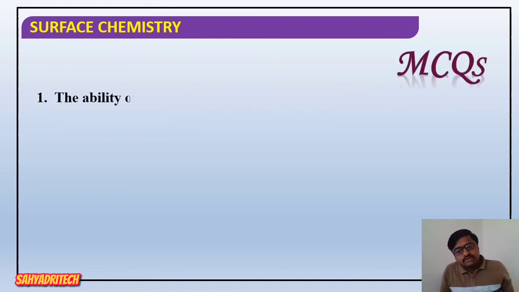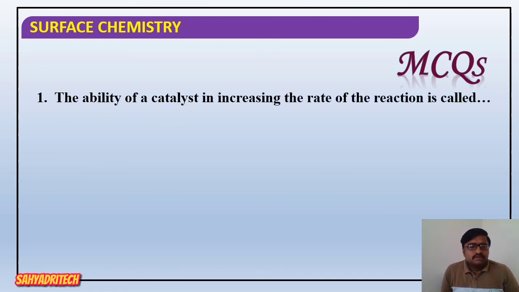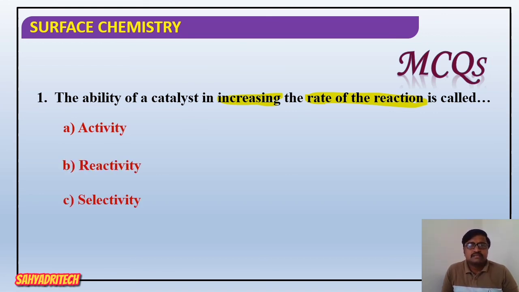Then coming to the MCQs, what is the first question? The ability of a catalyst in increasing the rate of a reaction is called what? First option activity, second reactivity, third selectivity, and the fourth one all of these. The ability of a catalyst to increase the rate of a reaction is called activity of a catalyst.